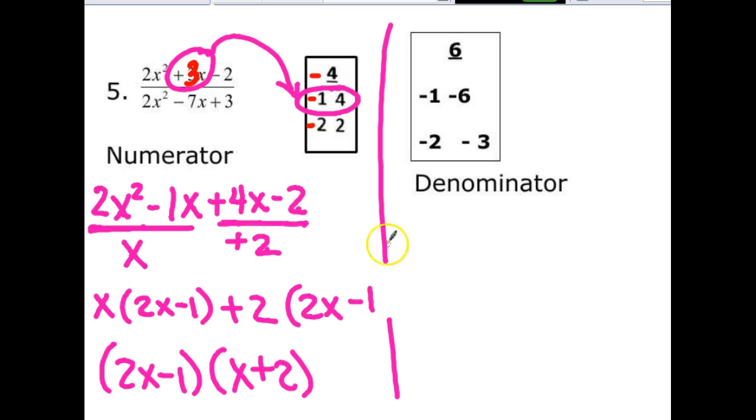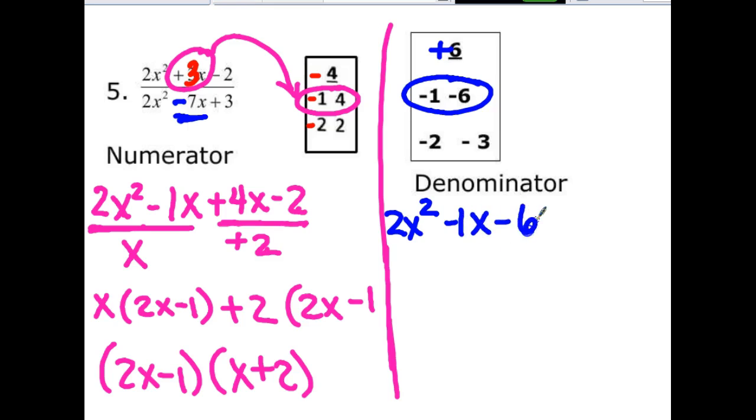And so next, that's all that worked. That was just the numerator. Now I have to work on the denominator. 2 times 3 is positive 6, but since this is a negative 7 right here, I have to have double negatives here. Which pair is going to add to a negative 7? In place of this, I'm going to still have the 2x squared. But in place of the negative 7, I'm going to put these two terms so I can factor by grouping.